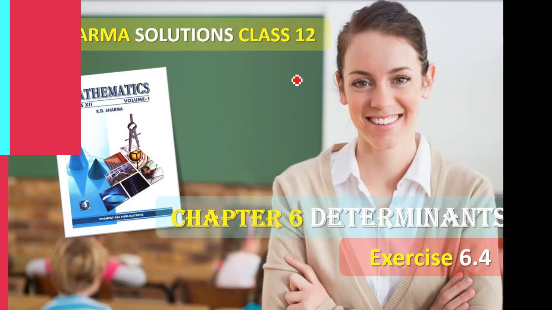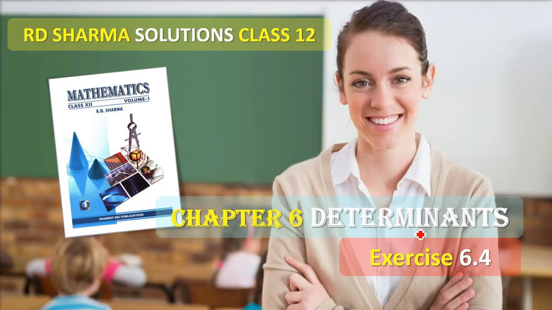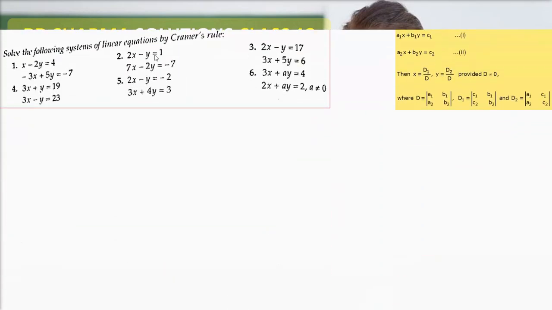This is Adi Sharma Solution, Class 12, Chapter 6, Determinants, Exercise 6.4. Solve the following system of linear equations by Cramer's rule.